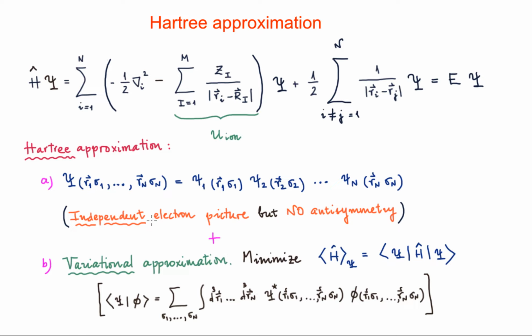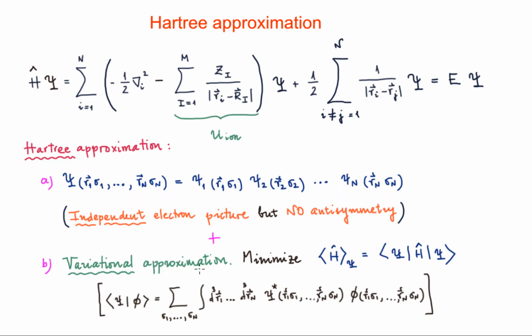Considering that independent electron picture, it means that the wave function that we're going to try is the product of the wave functions of individual electrons. So this is the first step. The second step is that we're going to apply the variational procedure. But let me remind you that looking for stationary states of the average Hamiltonian with an unconstrained wave function is actually equivalent to looking for eigenstates and eigenvalues of the Hamiltonian.